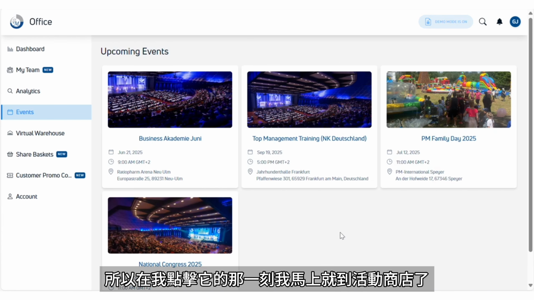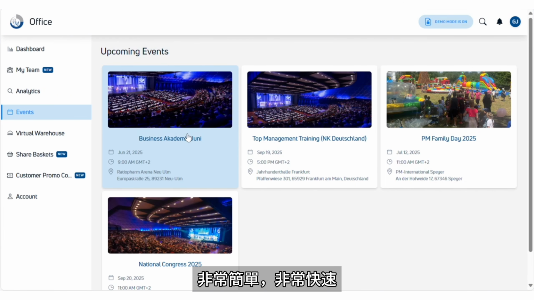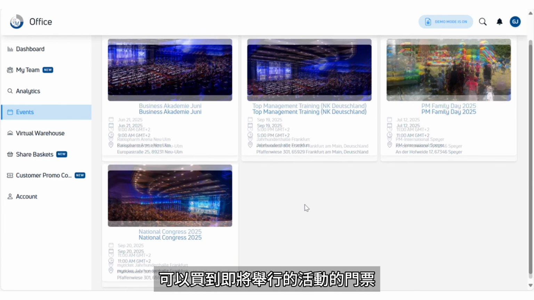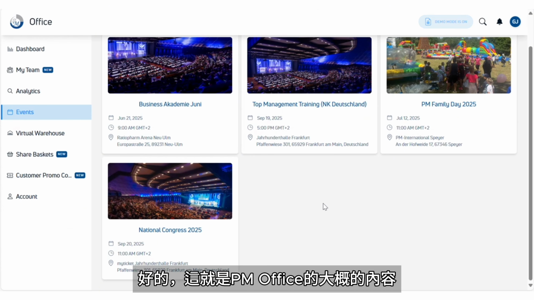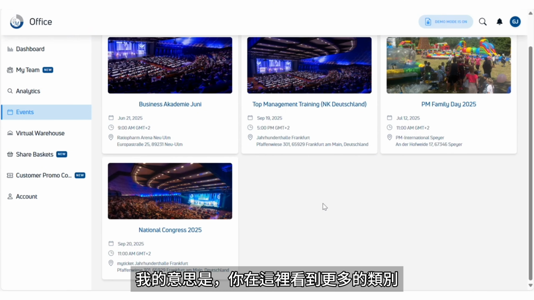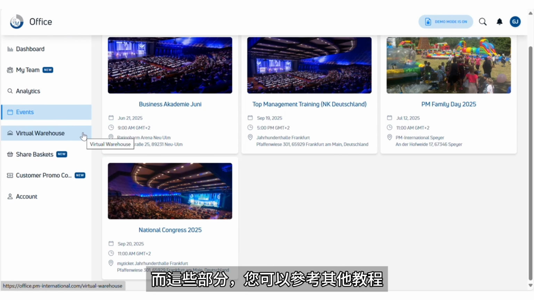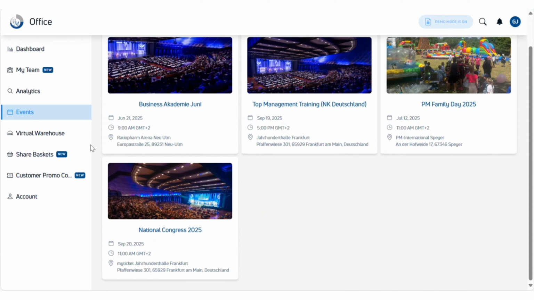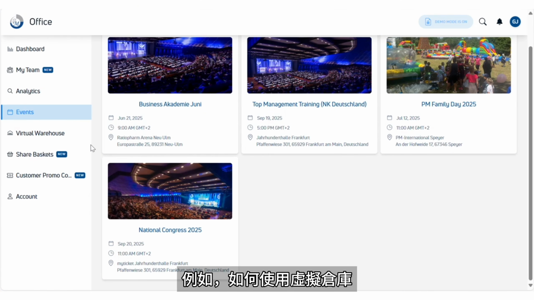So in the moment when I click on it, I'm immediately on the event shop, very easy, very quick, and can buy the tickets for the upcoming event. Yeah, that's more or less everything on the PM Office. I mean, you see here some more categories, and here I would like to refer to additional tutorials you will find in your PMTV area. So how to use virtual warehouse, for example, how to use the shared basket function or the customer promo code.